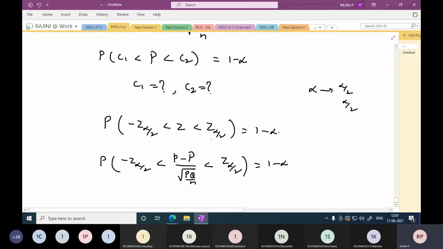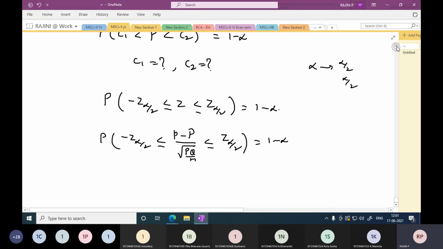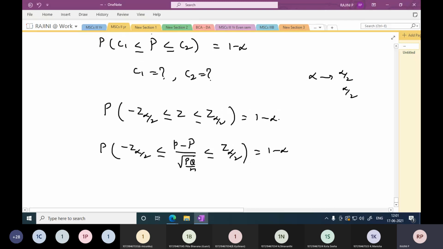Now here you can check and see, less than or equal to also you can take, or not taking the equal to sign also is no problem, because proportion anyway is a continuous variable. Now, after this, I want to know in between only the P. Only the P value I want to know. So here what I have to do, I want to remove all these terms from the middle. In the middle, I want to make it only the P. Then how can I remove that? You just check it.